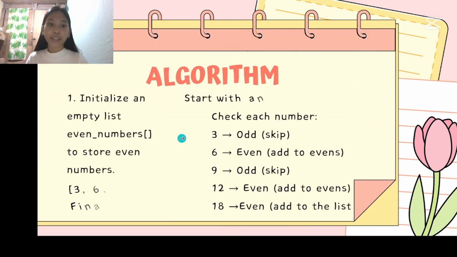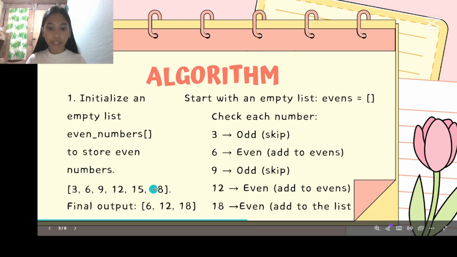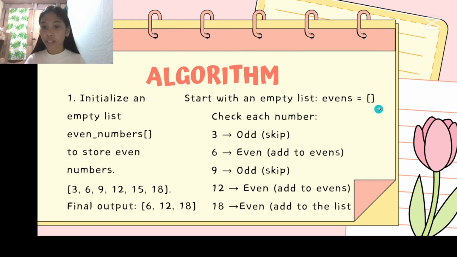So let's break down the algorithm step by step. Initialize an empty list, even numbers, to store even numbers. Imagine we have an array like this: 3, 6, 9, 12, 15, and 18. So we're going to start an empty list, evens, for even numbers. Let's check the numbers one by one to see if each is odd or even.